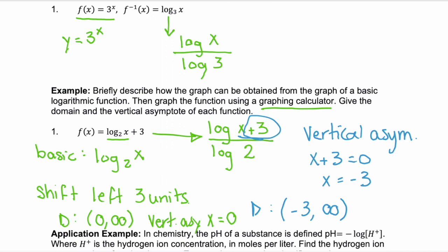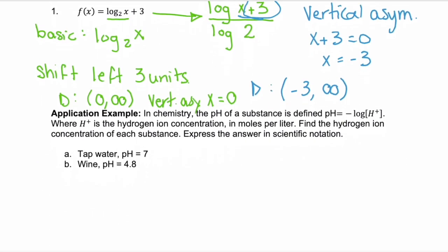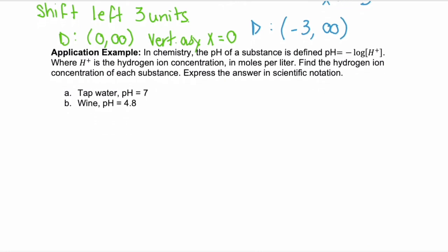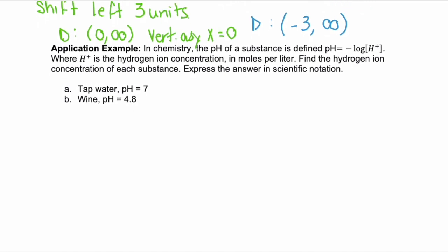How about a real-world example and a chemistry example? So the pH of a substance is defined by this function. pH equals -log of H+, where H+ is the hydrogen ion concentration in moles per liter. We need to find the hydrogen ion concentration for each substance and express it in scientific notation.